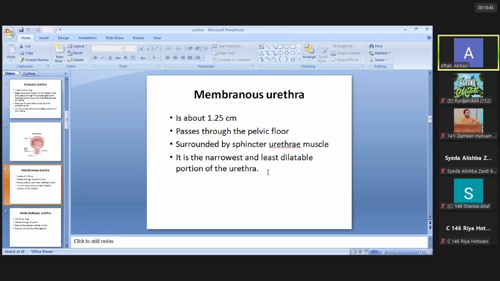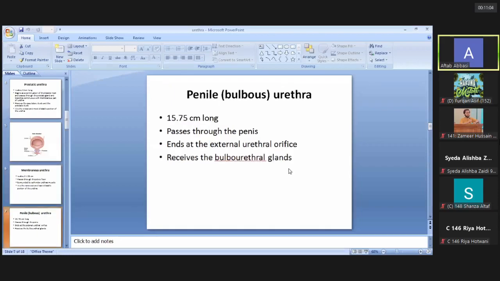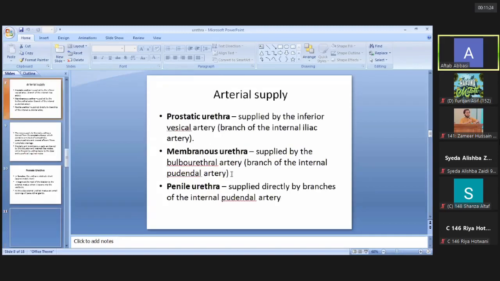Some of the muscles of the pelvic floor surround the membranous part of the urethra and act as a sphincter, known as the sphincter urethrae muscle. This part is the narrowest and the least dilatable portion of the urethra. So the first part is the prostatic urethra that continues with the membranous urethra, and the third part is known as the bulbous urethra, also known as the penile urethra, that passes through the penis. This part is about 15.75 centimeters long, and it ends at the external urethral orifice, and it receives the bulbourethral glands. So these are the three parts of the male urethra.